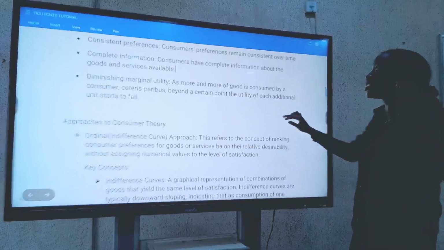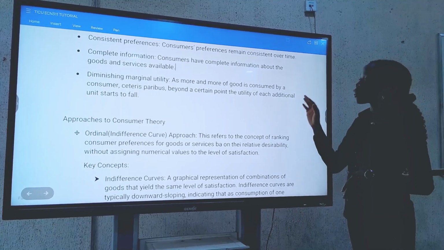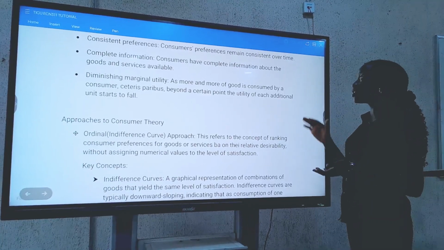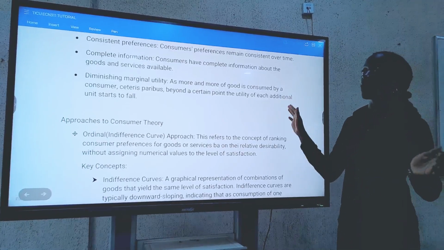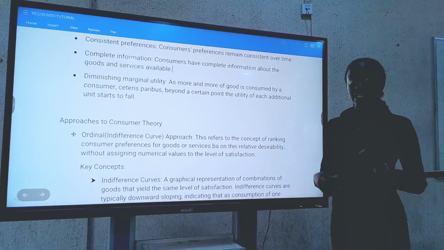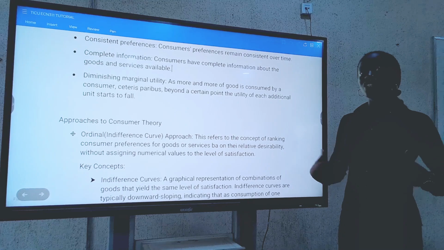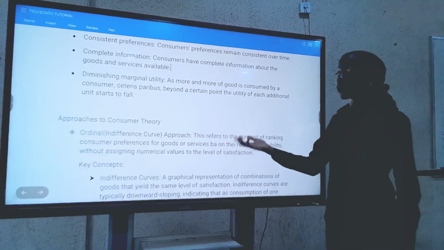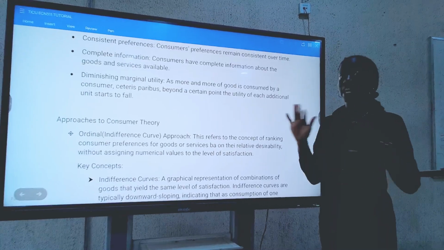Diminishing marginal utility. This states that as more and more of a good is consumed by a consumer, ceteris paribus, beyond a certain point, the utility of each additional unit starts to fall. That means the more I consume a good, let's say the more I consume water, at a certain point, the additional utility I derive from water begins to fall. So when you hear anything marginal in economics, just know it's additional.